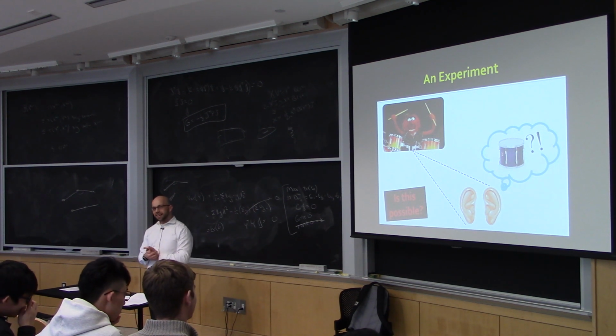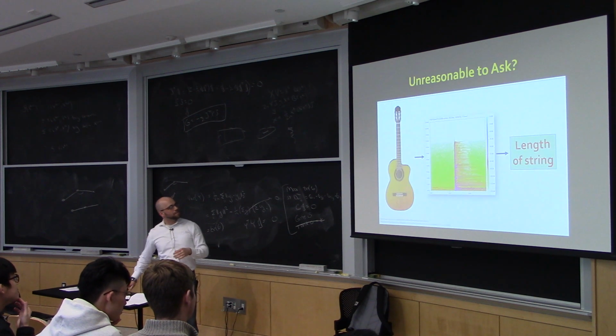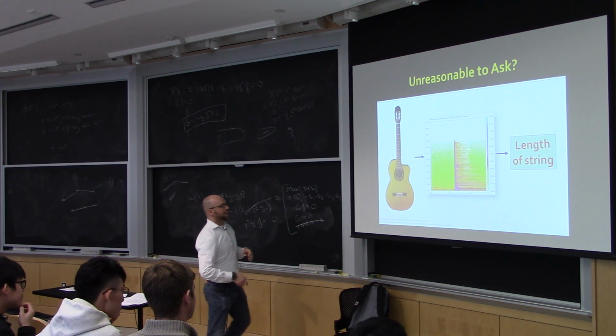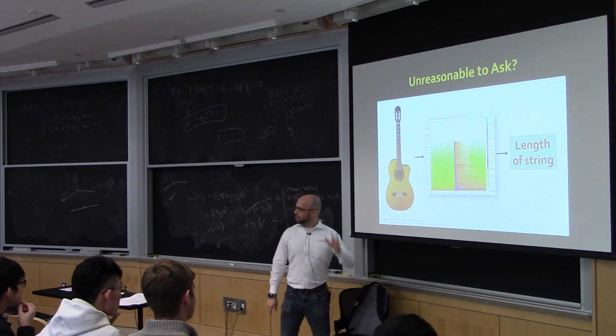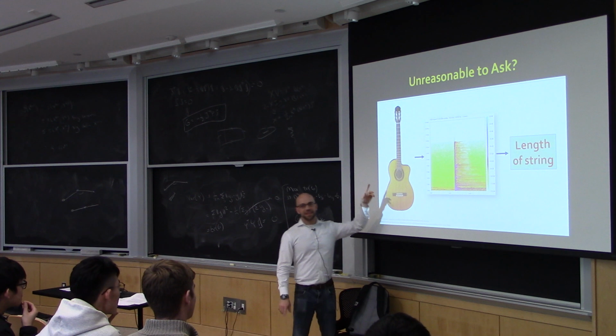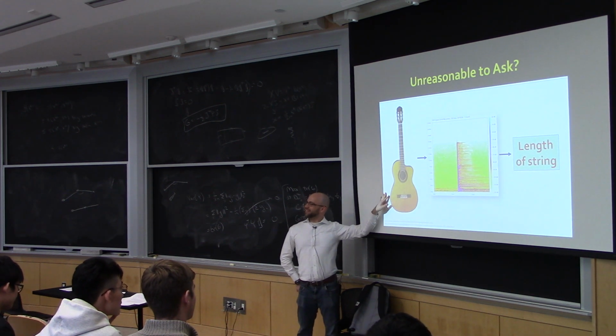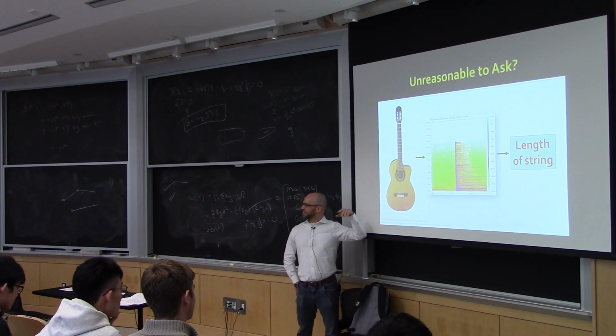And in fact, it's not a totally unreasonable question. So here's a different example. Here's a guitar. Anybody here play guitar? Cool. I tried once. It didn't go well. So guitars have frets. They have strings, all that good stuff. Strings are one-dimensional pieces of geometry and nothing more.